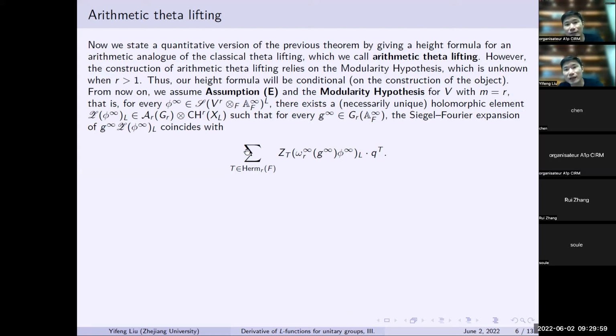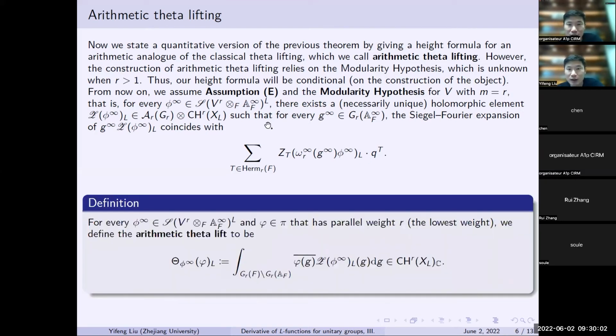Okay, so we will assume the modularity. Here's the definition of arithmetic zeta lifting. For every Schwartz test function phi and every cusp form varphi from the representation pi that has parallel weight R, which is also the lowest weight vector of this representation. If you are not familiar with this kind of language, you can just consider it as a weight 2 modular form, the analog of a weight 2 holomorphic modular form. We define the arithmetic zeta lifting as the following convolution.